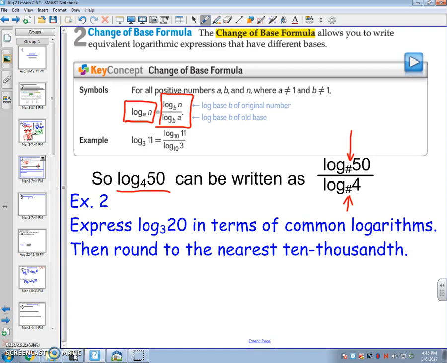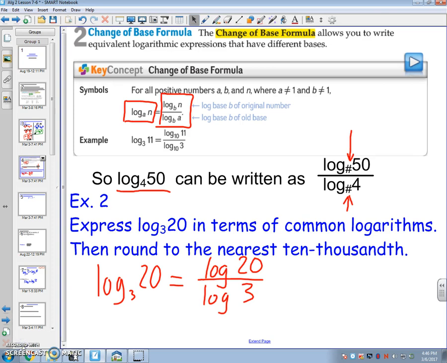So example 2, express log base 3 of 20 in terms of common logarithms. They want log base 10. Then round your answer to the nearest 10,000th, 4 decimal places. So following that formula, I'm going to break this up into 2 logs. Log of 20 on top divided by log of 3 on bottom.